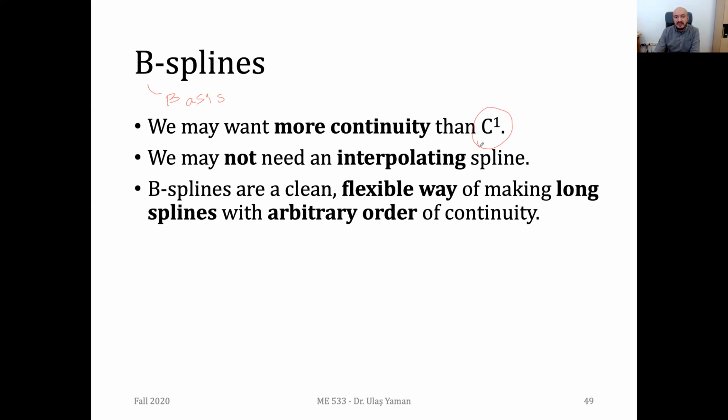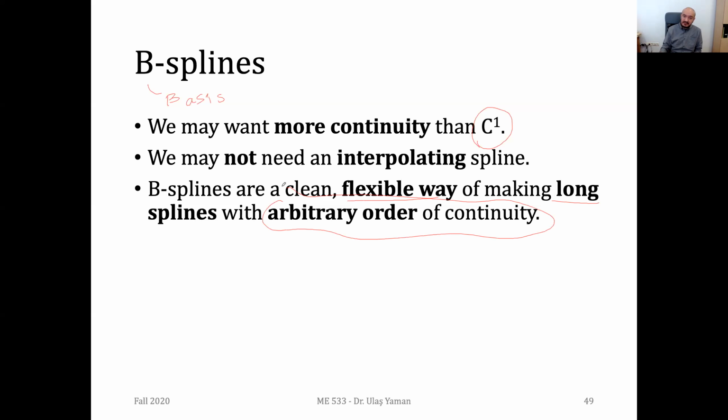Another issue: depending on your application, you may not need an interpolating spline. This is actually only possible with the help of these B-splines. They're highly flexible, and you can obtain very long splines. And another thing is that you can have arbitrary order of continuity. So this is up to you, up to the coefficients, the type of basis functions you are using.